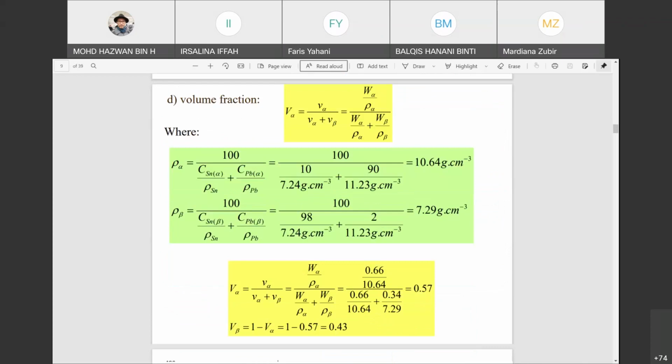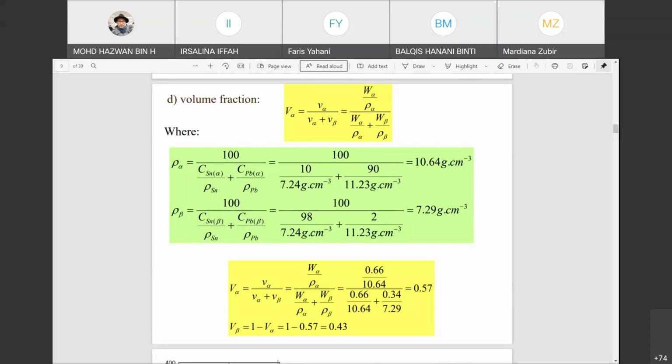But the more tricky question will be this one: how to get the volume fraction. As I told you, in order to get the volume fraction, you should know the weight fraction and also the density fraction. To calculate the weight fraction, we use the tie line formula. Meanwhile, for the density fraction, you have to use a formula as well. So this is actually the formula. We have to calculate the density fraction of alpha and also the density fraction of beta.